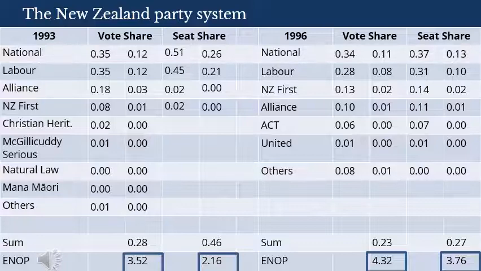So we can see that in the 1993 general election, the effective number of parties in the electorate was 3.5. But as a result of the voting system, first past the post, it translated into just 2.16, 2.2 parties in the legislature. And that's a reduction of 39%. And it creates a pretty solid two-party system.